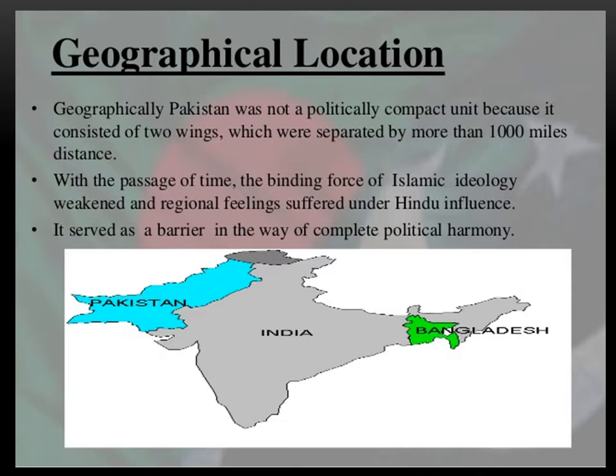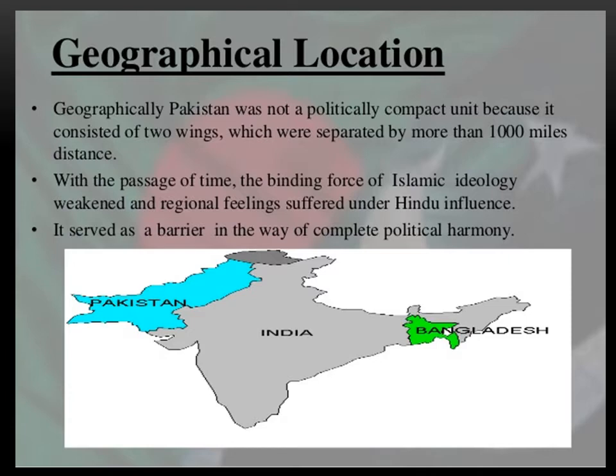So, social and cultural disparity. Disparity means inequality or imbalance between the two wings of Pakistan. When Pakistan was formed in 1947, it consisted of two wings, East Pakistan and West Pakistan. The capital was in West Pakistan, and many people in East Pakistan did not feel like they were equal partners in the new nation.